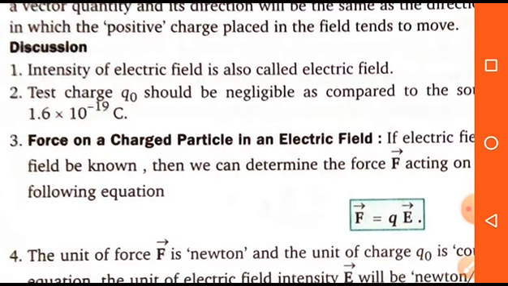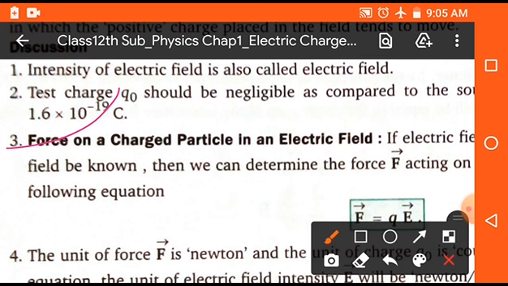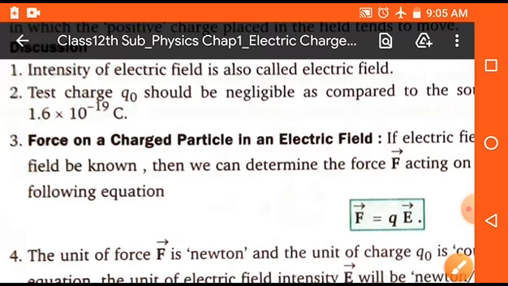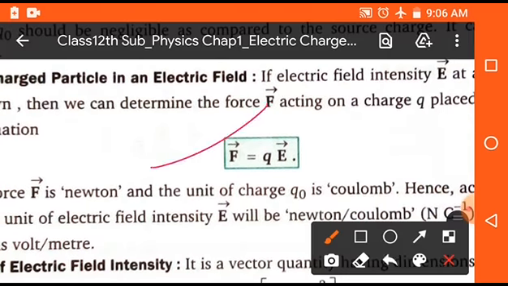Now, the next topic is force on a charged particle in an electric field. It means that when any charged particle enters an electric field, then the force working on that particle will be equal to F is equal to Q into E, where Q is the charge and E is the electric field intensity.